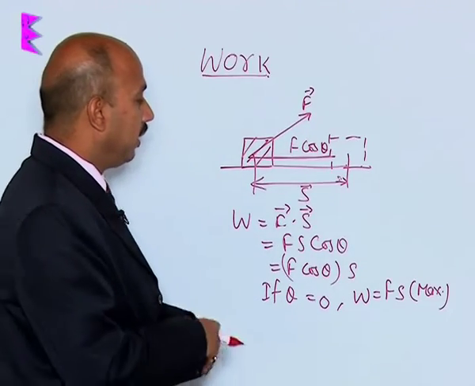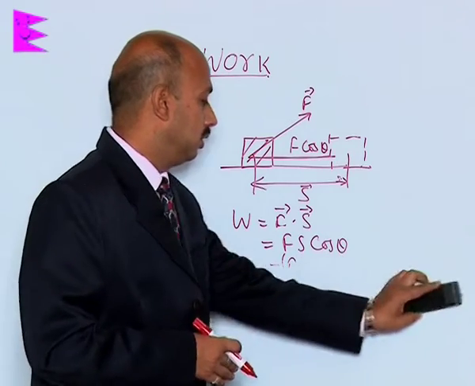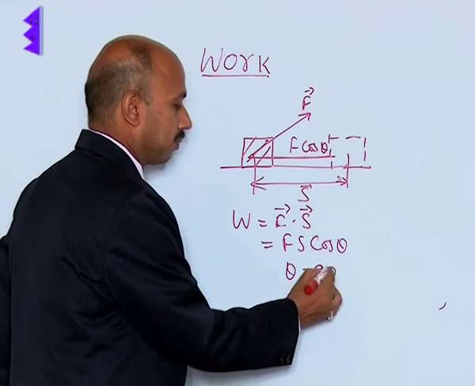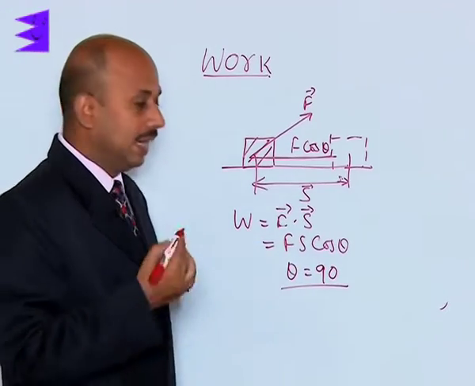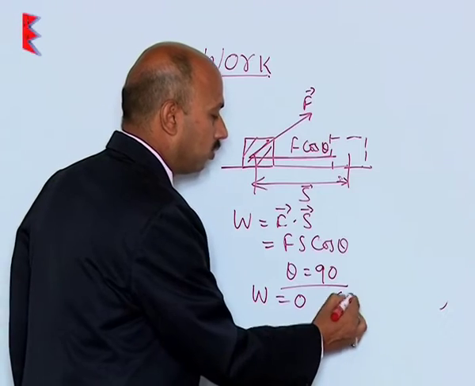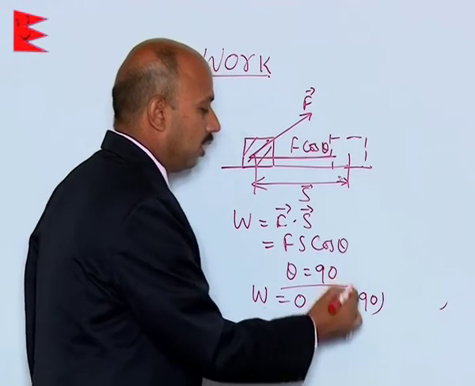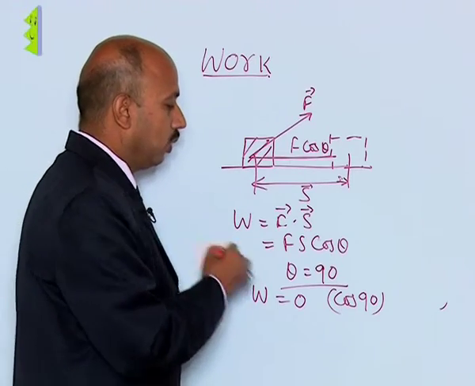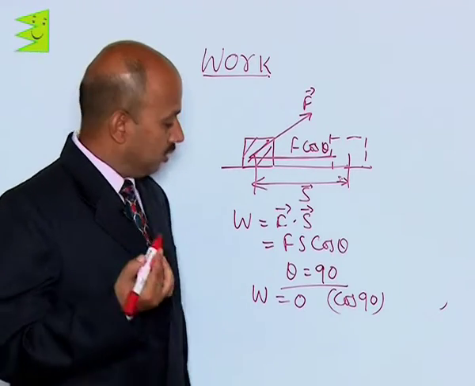Now, suppose theta is equal to 90 degree. Cos 90 is 0, then the work done will be 0, because cos 90 is 0. So, if the angle between force and displacement is 90 degree, then the work done by the force is 0.